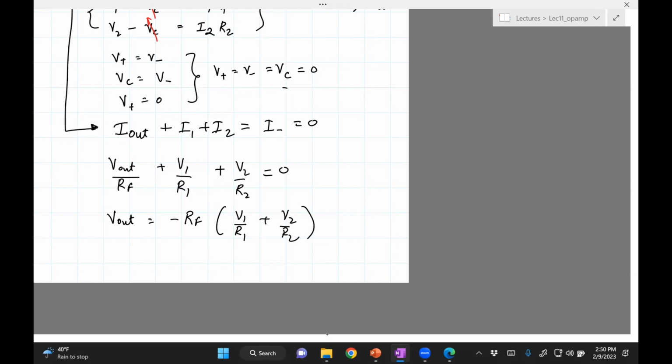You can see that it's not really summing V1 and V2, it's summing some fraction of V1 and some fraction of V2, right? 1 divided by R1 times V1 plus 1 divided by R2 times V2. The best way to sum them up is to just choose the resistors R1, R2 such that they're the same. So if you take R1, R2 equals R, and you can do this because you're the designer, you build the circuit, so you can do whatever you want with the resistors. Then we have V out is minus RF divided by R times V1 plus V2.